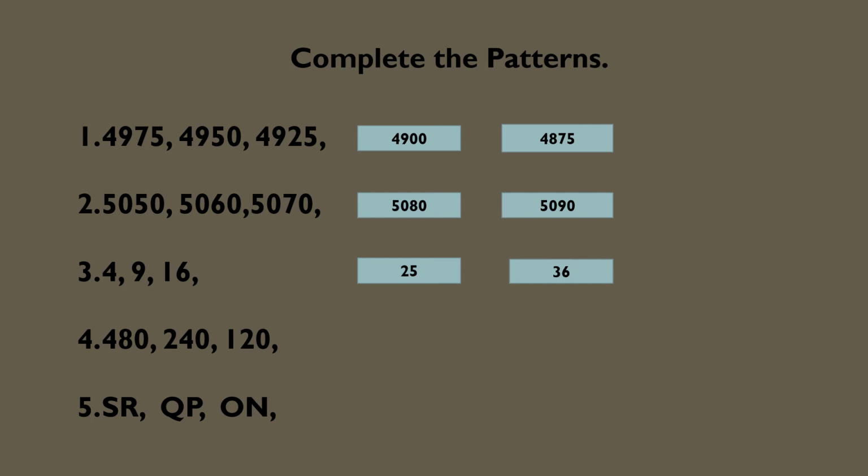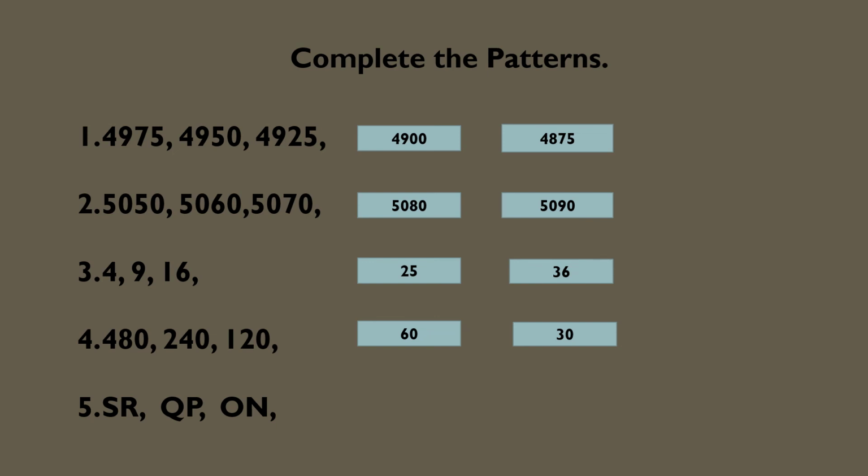Then the fourth question, 480, 240, 120. So what is happening here, children? Here you can see it is reducing, and it is half of the previous number. So when you divide 480 by 2, you will get 240, and when you again divide it by 2, you will get 120. So divided by 2. So the next number is 60, and again when you divide it by 2, it will be 30.